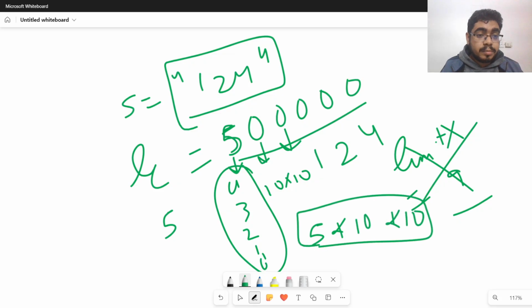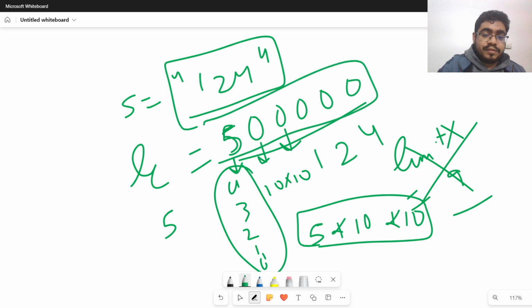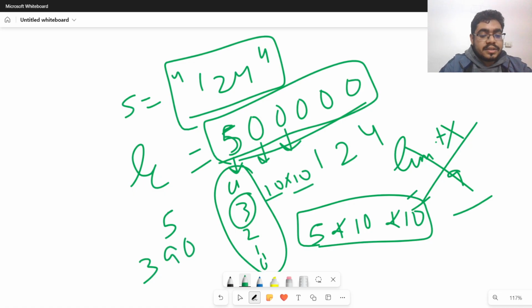These many possible powerful integers which are smaller than this value, 5 into 10 to the power 5. What are these? If you think about it, I can take any values, right? For example, if I take 3 from here, out of these 10 I take, let's say, 9. Out of these 10, let's say I take 0. So 390124 is a possible solution.